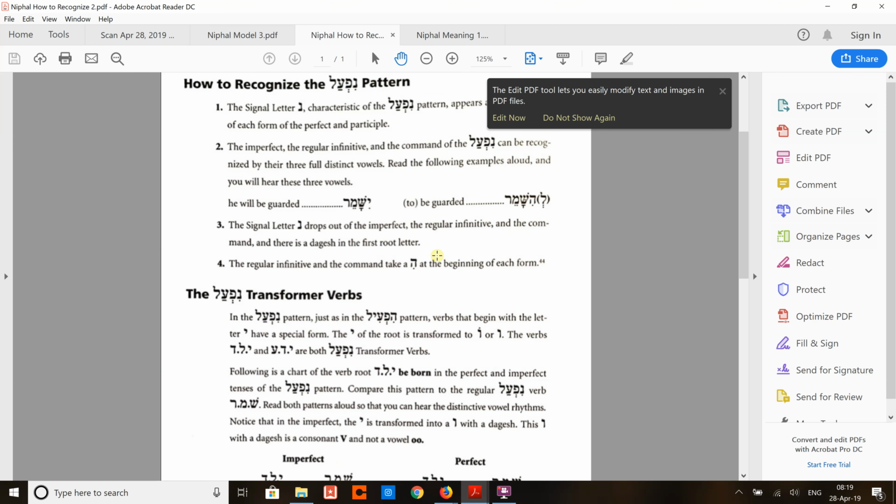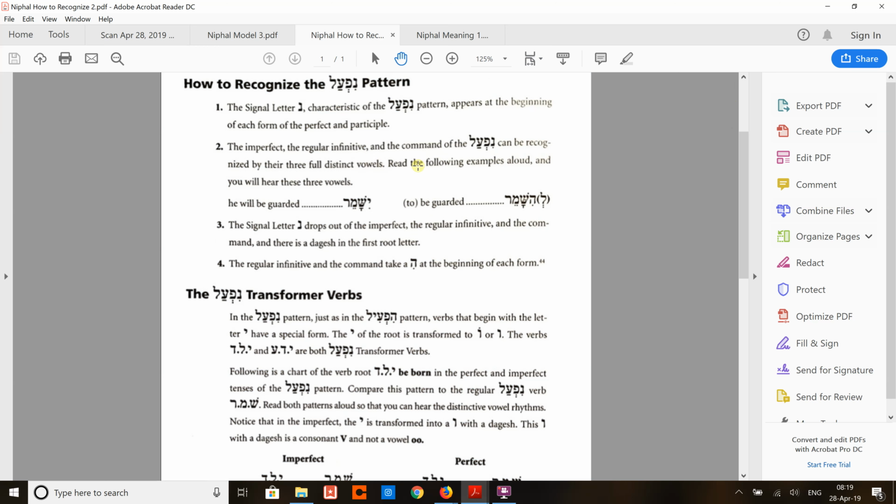Okay, the third verbal stem that we're going to cover today is called the nif'al. How to recognize the nif'al? Again, use these stem names as a clue. As you look at nif'al, what is the most distinct aspect of this when you compare it to pa'al, hitpa'el, pi'el? It is that noon. As the book says, the signal letter noon, characteristic of the nif'al pattern, appears at the beginning of each form of the perfect and the participle. So that's our major clue.